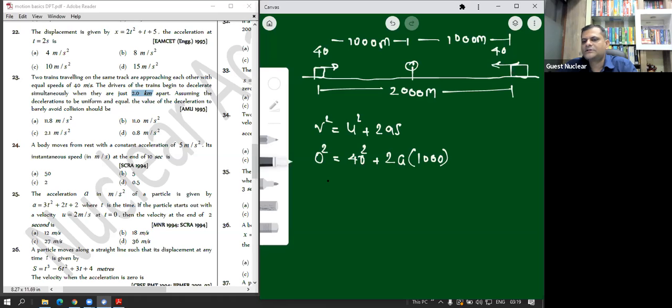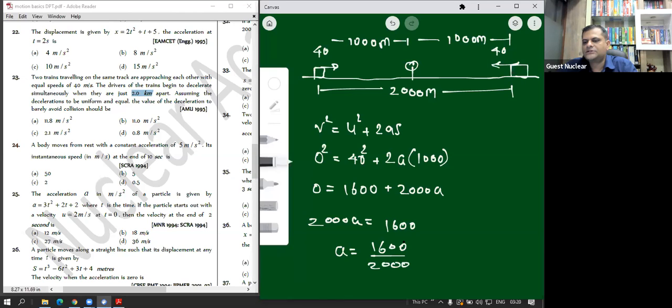Correct hai? So if you simplify this further, then we get this 0 is equal to 1600 plus 2000 a. Correct hai? And if we take this 2000 a in this side, then we get 2000 a is going to be actually 1600, and hence a becomes equal to 1600 upon 2000, and two zeros can be just cancelled and this can be reduced by 2. तो अगर इसको 2 से reduce करेंगे तो 2 8s are, and here it will be 2 10s are.